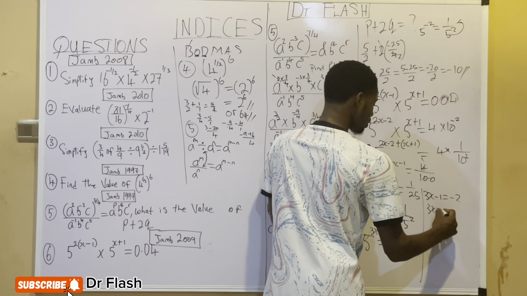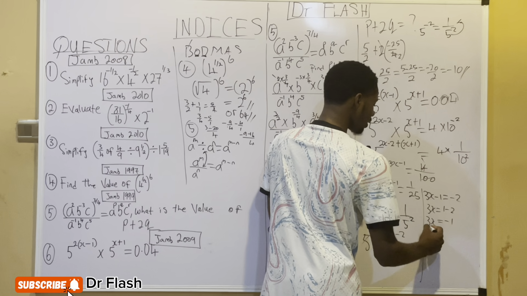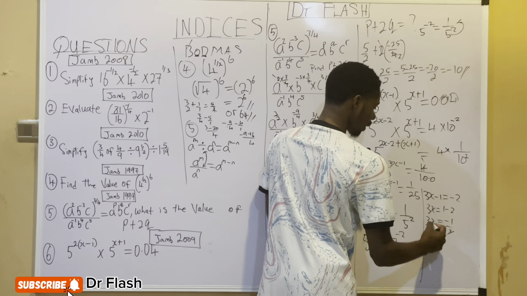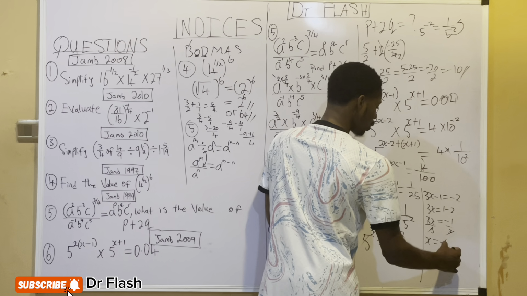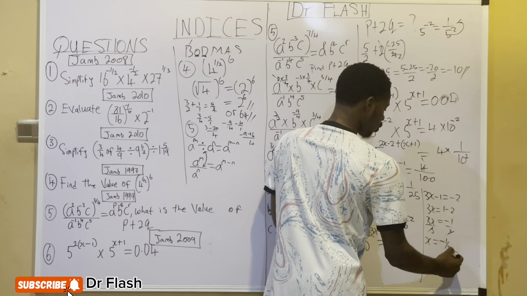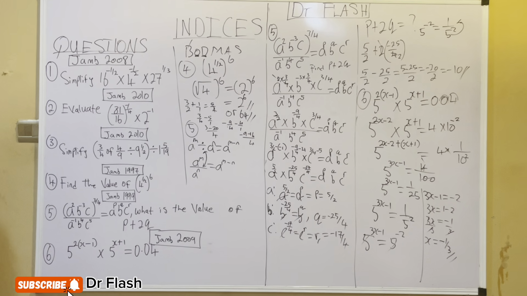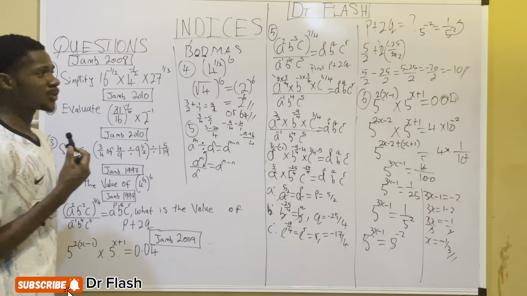So 3x is equal to 1 minus 2. 3x is equal to minus 1, dividing both sides by 3. And then x is equal to minus 1 over 3. So that is how the JAM problem asked in 2009 on indices is solved.